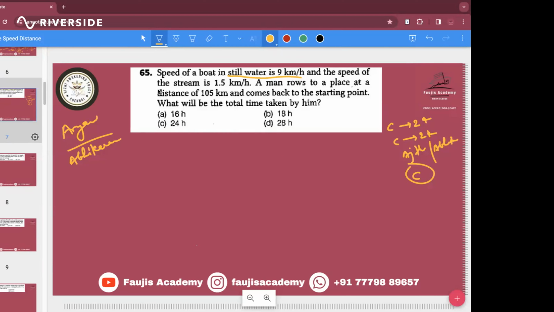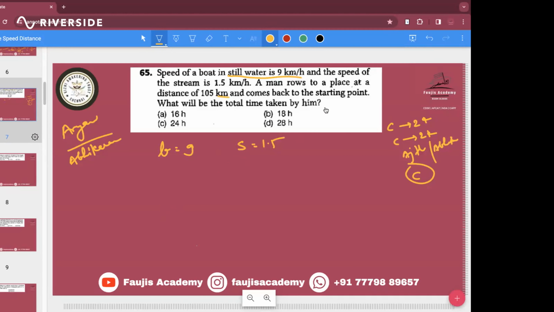So the speed of the boat in still water, I mean the actual speed of the boat, is 9 kmph. Let's not write the unit, because we are dealing with km and hours, so it will all get cancelled out. And the speed of the stream, let's write it as s, which is equal to 1.5.